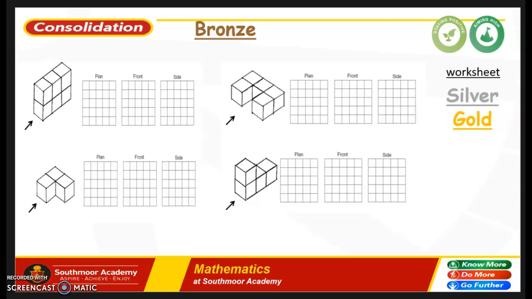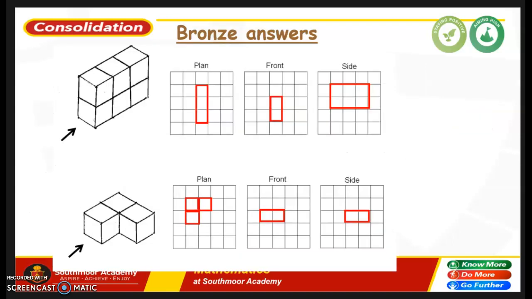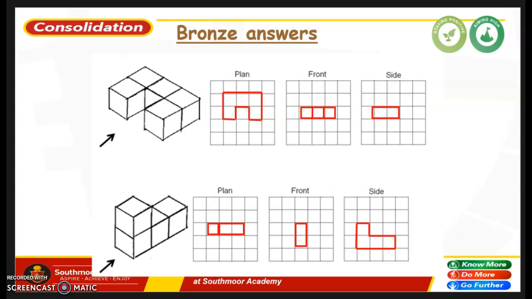I'm going to show the answers for the bronze questions now. So here are your bronze answers. Mark it in green pen, tick where you got it right, and correct it where you got it wrong. So that's 1 and 2, 3 and 4 answers. So those are your bronze. Again, pause the video, give the students time to mark their answers.